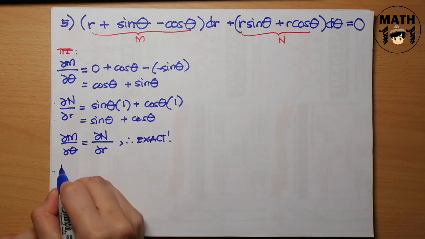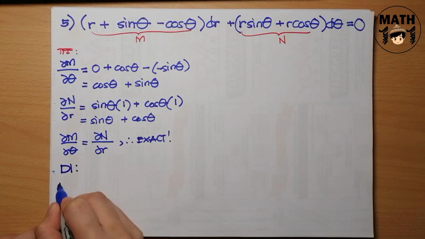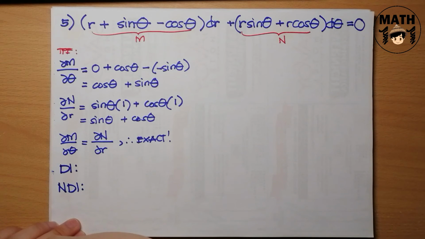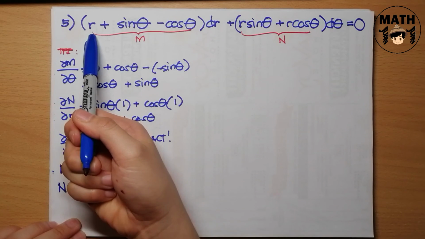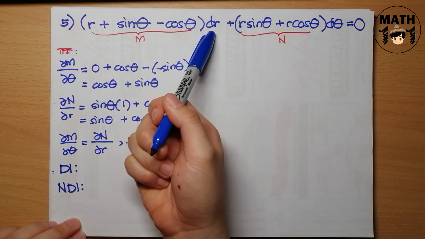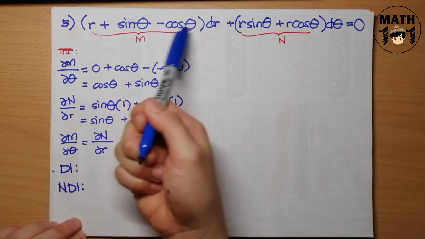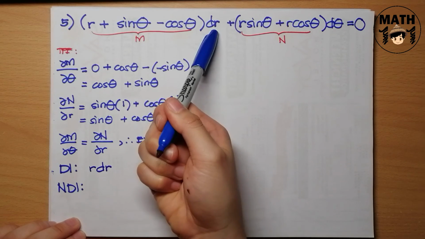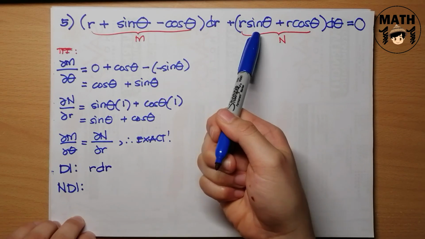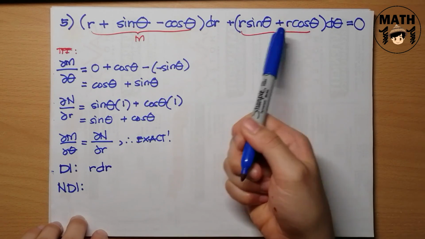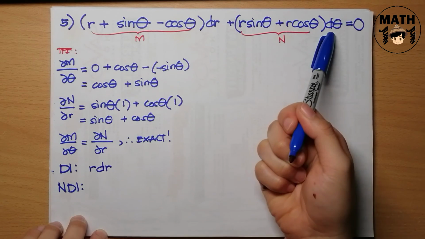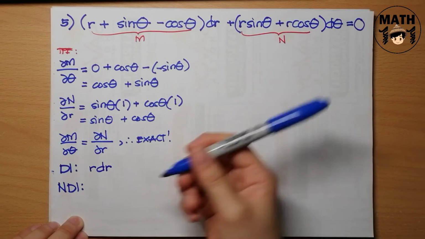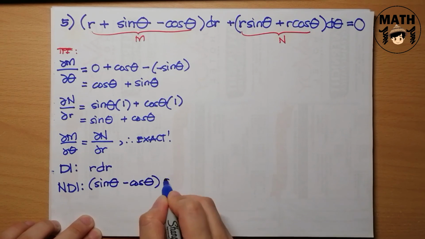Identify natin ngayon kung sino yung directly integrable and non-directly integrable. Ulitin ko lang, pag siya ay directly integrable, that means that that is a function of one variable integrated with respect to that same variable. So, gaya nito, r dr is directly integrable. Sin theta dr, no. Cosine theta dr, hindi. R sin theta combination, d theta. Combination ng dalawang variable, d theta. So, ito lang yung ating directly integrable. Lahat ng natitirang terms ay non-directly integrable na.